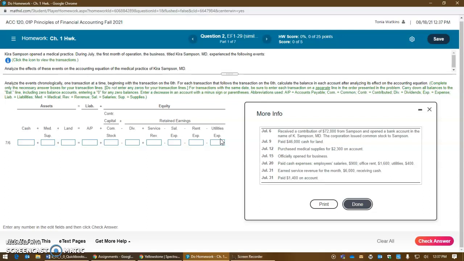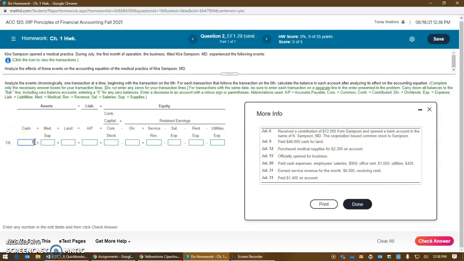It's our job as accountants to record business transactions in a manner that people can understand our information. Okay, so let's get started with this problem. July the 6th, we received a contribution of $72,000 from Sampson, and we opened a bank account in the name of K. Sampson, MD. The corporation issued common stock to Sampson. So for this problem, you've got to figure out what accounts are affected. Well, we've got cash. Okay, it went up.